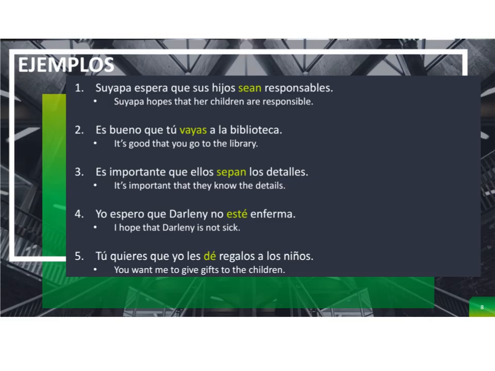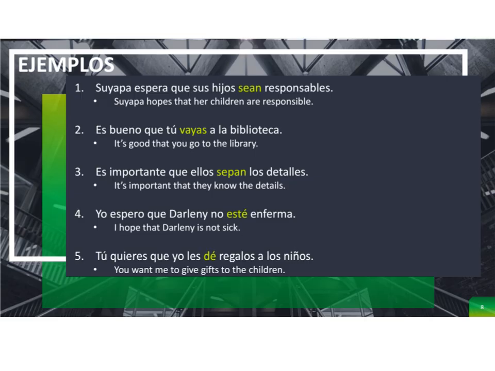So the first example, Suyapa espera que sus hijos sean responsables. Suyapa hopes that her children are responsible. And we use the subjunctive there for the verb ser, sean, because we're not really sure if her children will be responsible. The only thing we know is that she wants them to be responsible.